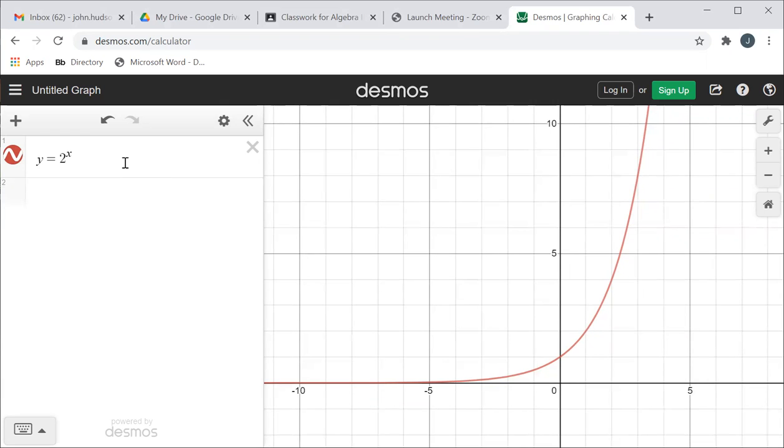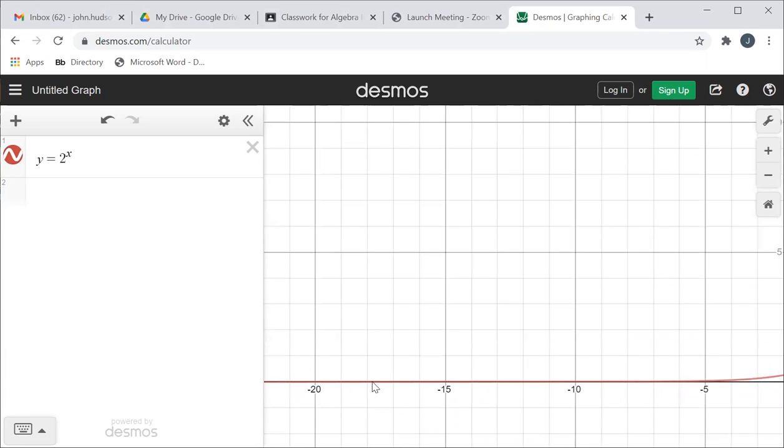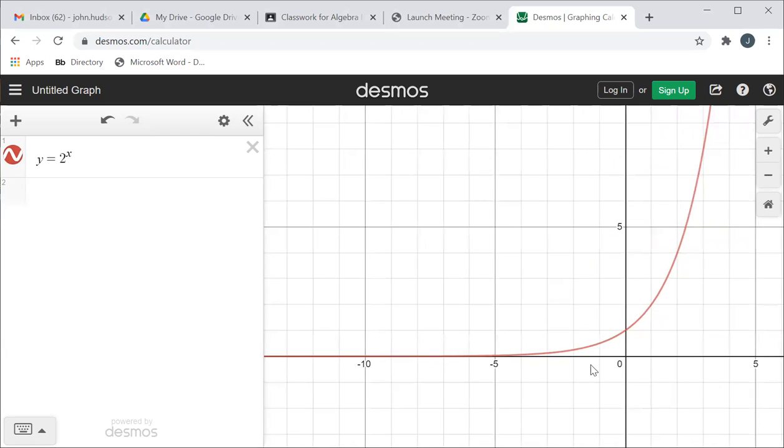Now remember, a negative exponent actually flips it. So 2 to the negative 1 is actually 1/2. 2 to the negative 2 is a quarter, and we see this pattern of it coming down. So it flattens out, and we can go as far as we want over to the left, and it just stays pretty flat. It gets closer and closer and closer to the x-axis.